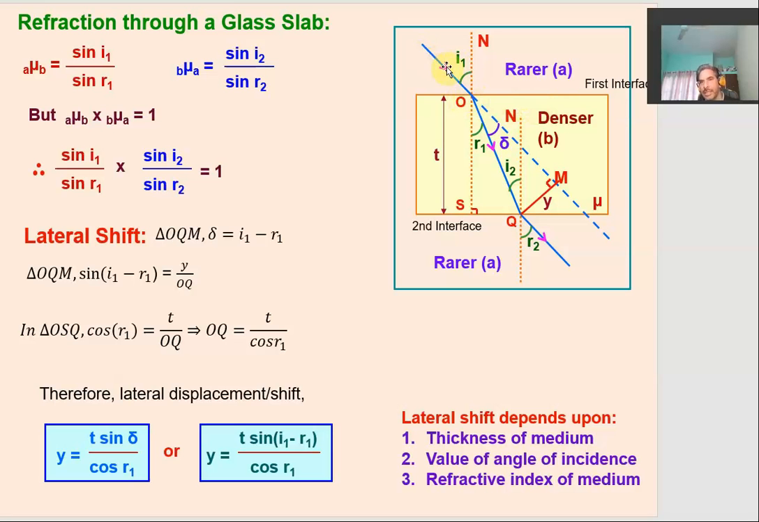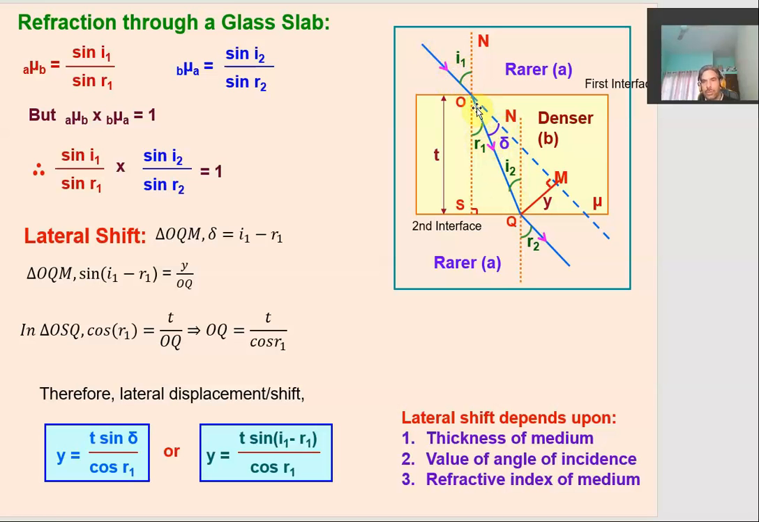So whenever light comes from the air medium and strikes this interface at point O, the light undergoes a change in its properties, like its speed, its wavelength, and also its direction. So it moves in this direction. The light ray bends slightly towards the normal, because the light ray is coming from a rarer medium and entering a denser medium. In that case, the light ray always bends towards the normal.